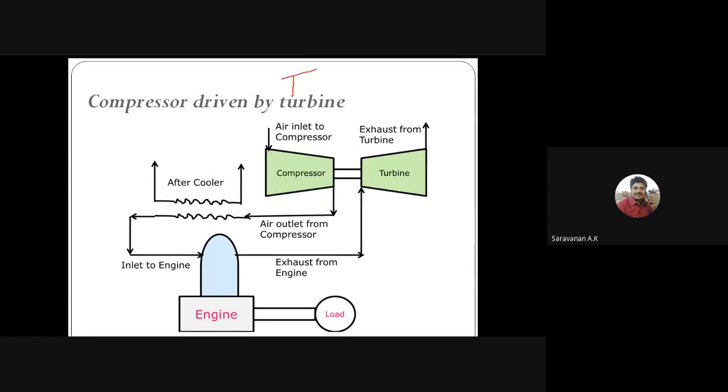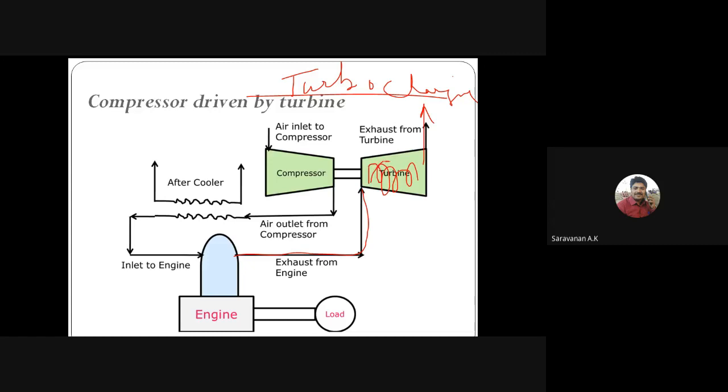There is one important term called turbocharging. It is a very important one. The exhaust gas coming out of the engine will pass through the turbine. So what will happen? The turbine will rotate, and the exhaust gas will pass out to the atmosphere.